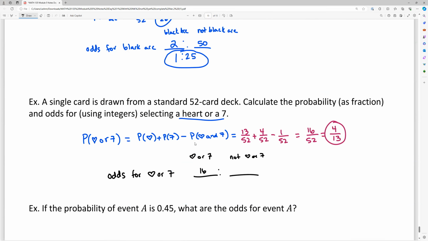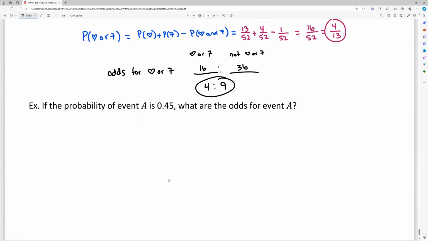So remember, 52 minus that would tell me how many cards are not a heart or a 7. So 52 minus 16, that would be 36. That's the complement of that group. And then we do want to reduce that as well. So if I divide both of these by 4, that would be 4 to 9. So the odds in favor are 4 to 9. So if you had 13 cards in front of you, just because that's the total we get when we reduce this, it's likely that 4 of them will be a heart or a 7 and 9 would not, essentially.